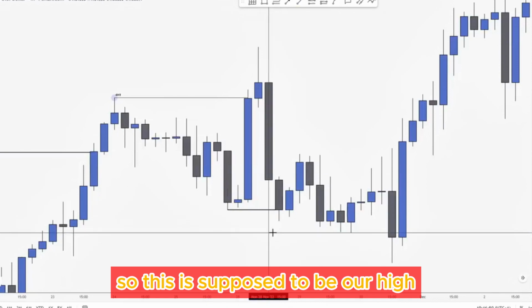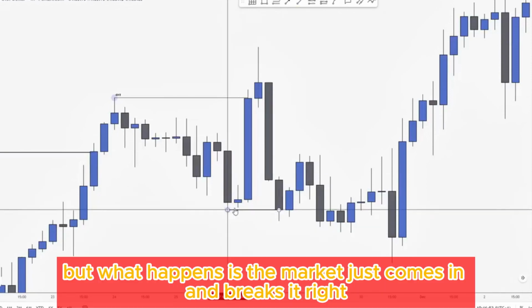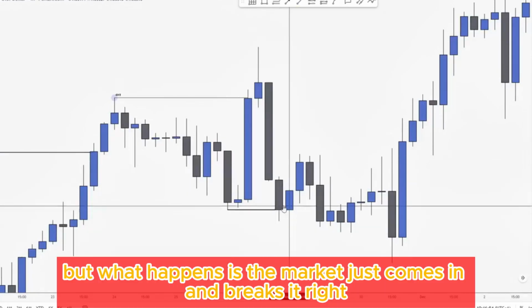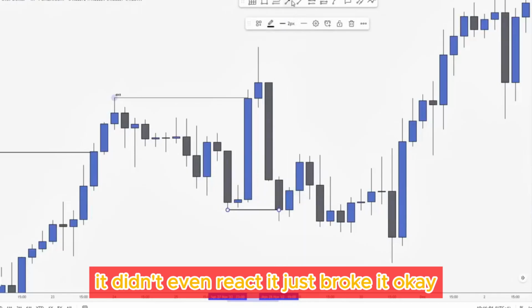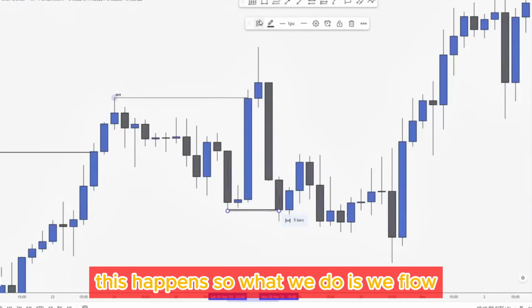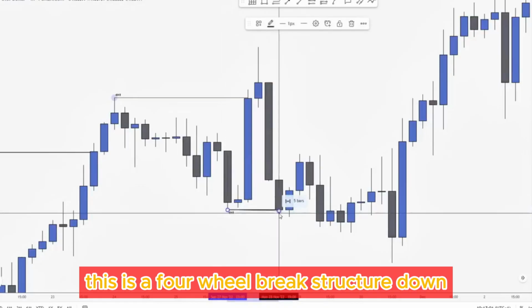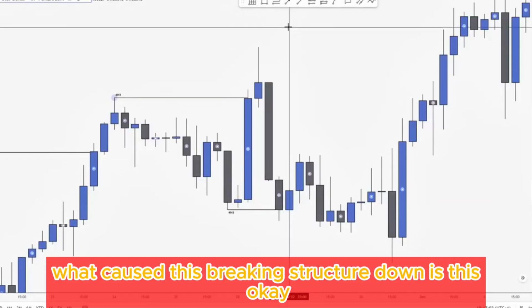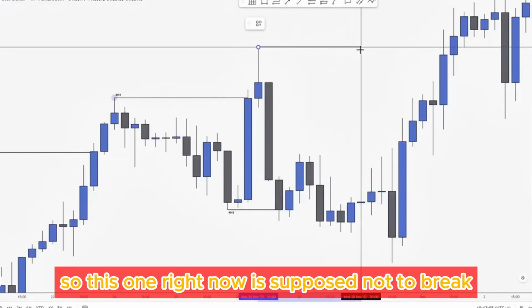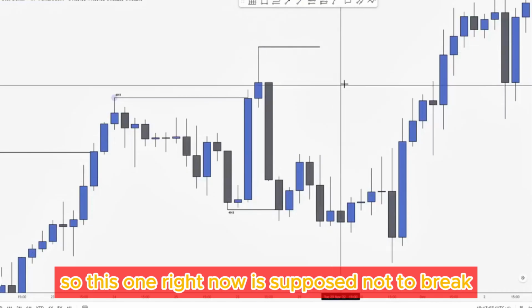Okay, so this is supposed to be our hard low formation, but what happens is the market just comes in and breaks it, right? It didn't even react. It just broke it. Okay, this happens. So what we do is we flow. This is a 4-hourly breaker structure down. What caused this breaker structure down? It's this. Okay, so this one right now, it's supposed not to break.